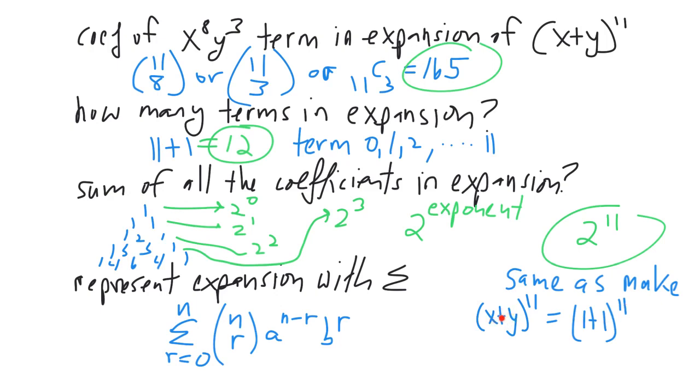So by just turning the letters into 1s, you get the same exact answer for what all the coefficients in the expansion add up to. That'll be important later on.